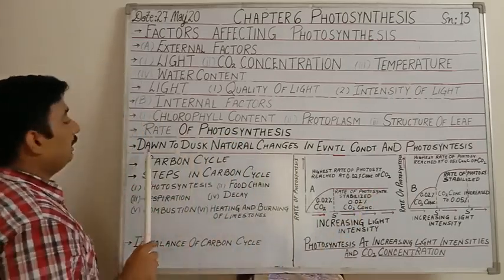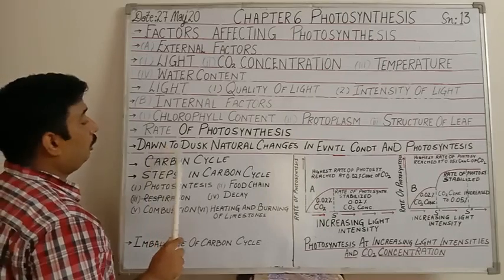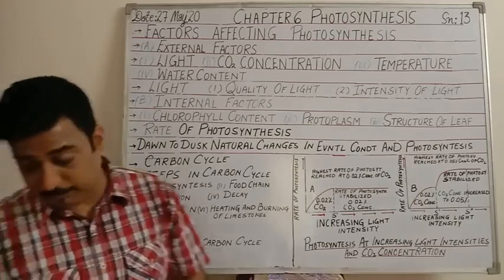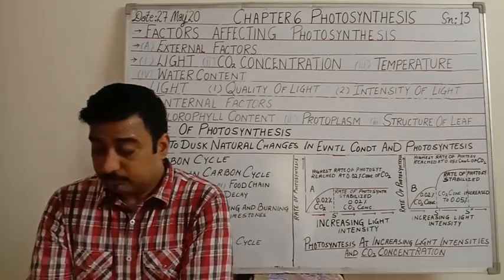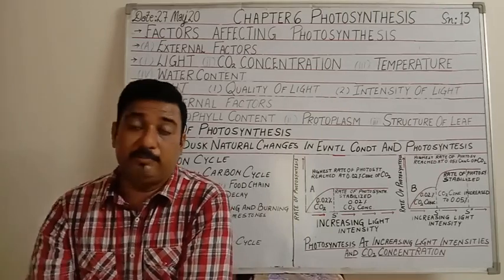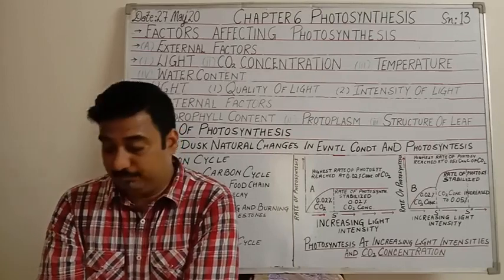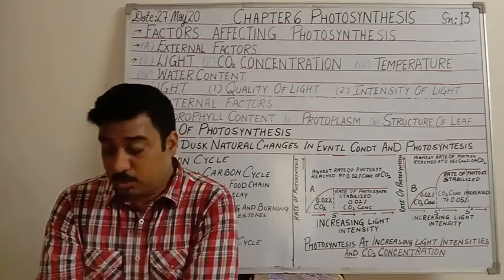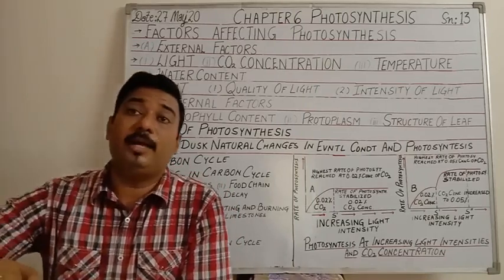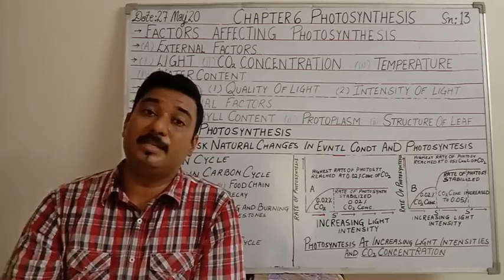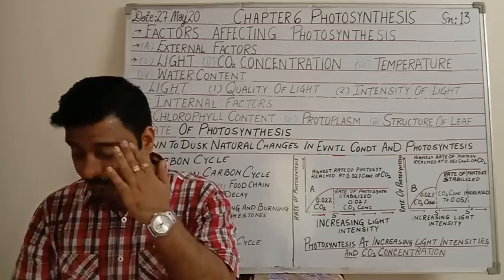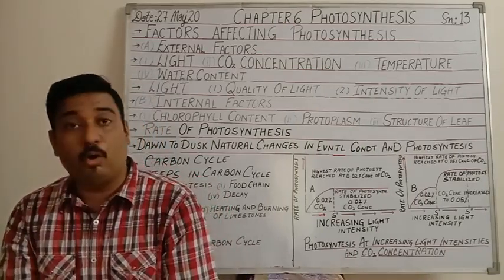Let us move on to the next topic, that is dawn to dusk, meaning from the morning to the evening, what are the natural changes that are taking place. In every period of 24 hours, a day, the plants are subjected to regular cycles of changes in light intensities. From morning till the evening, a plant is subjected to various intensities of light. In the morning it will be quite different, in the afternoon it will be quite different, while in the evening it will be quite different. The rate of photosynthesis increases from dawn to midday.